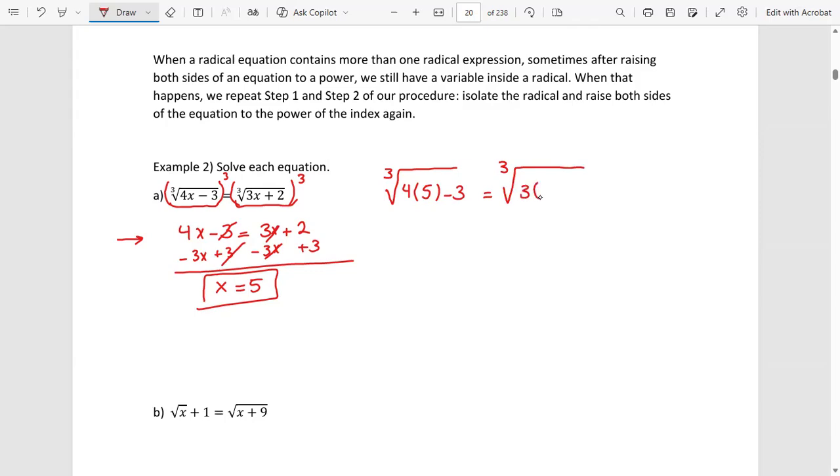Let's see what we get. On the left side, we have 4 times 5, which is 20. 20 minus 3 is 17. So we have cube root of 17. On the right side, 3 times 5 is 15. 15 plus 2 is also 17. And you will see that we get a true statement. So that is correct. Yes, that is my solution.